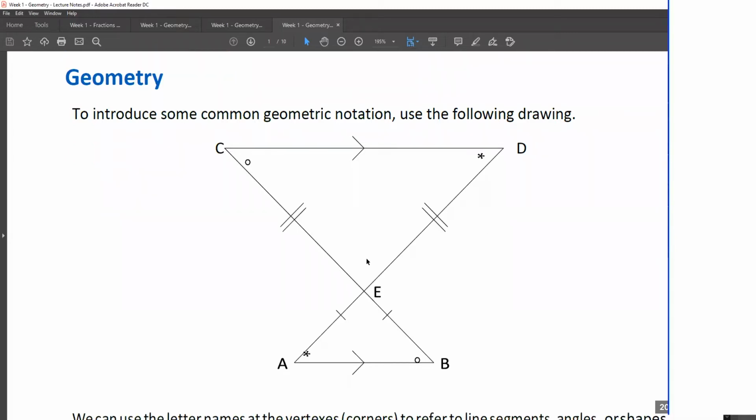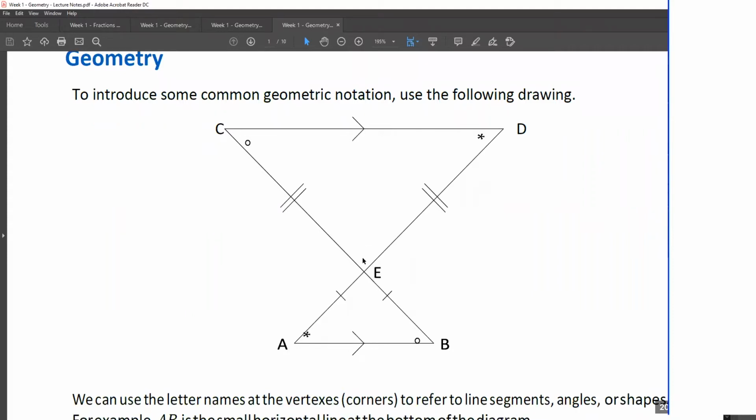I will be switching back and forth between sharing the screen and going back to the whiteboard to work some things through. But to start, let's take a look at this diagram. To introduce some common geometric notation, we are using the following diagram. So there's a whole bunch of lines here and all sorts of things going on.